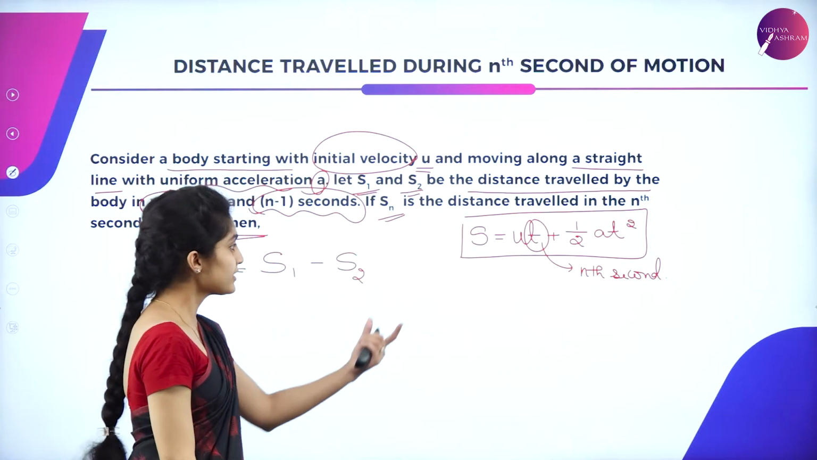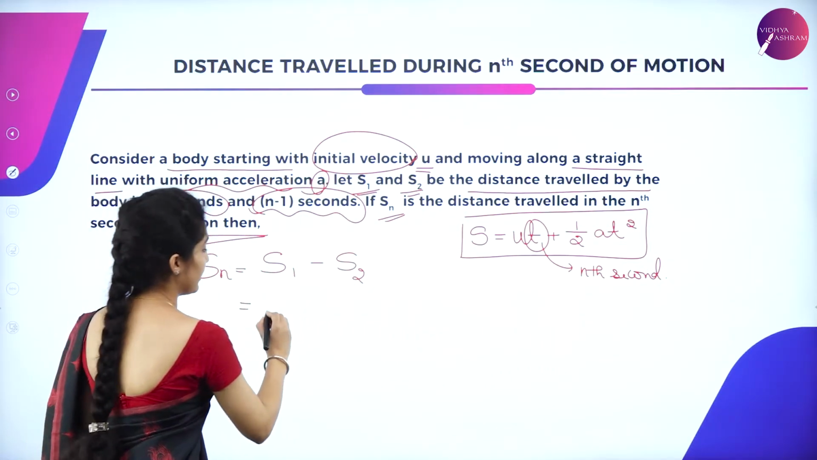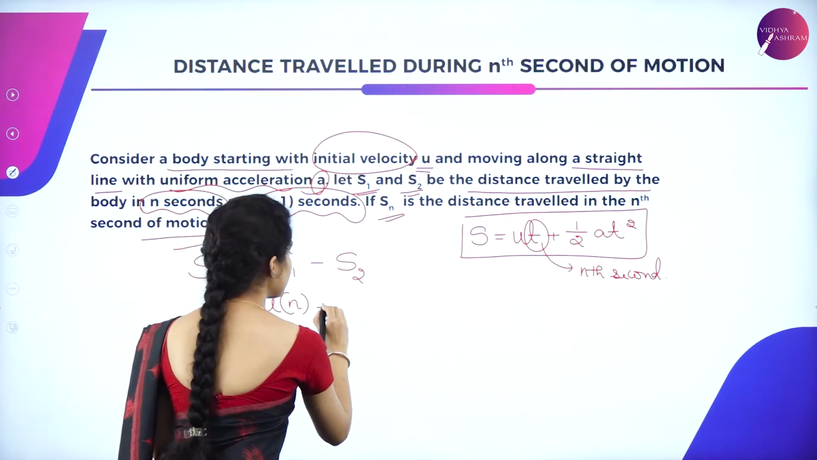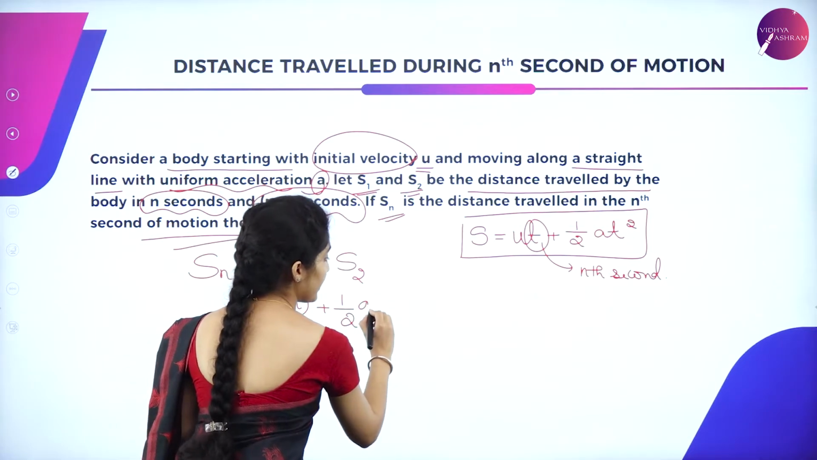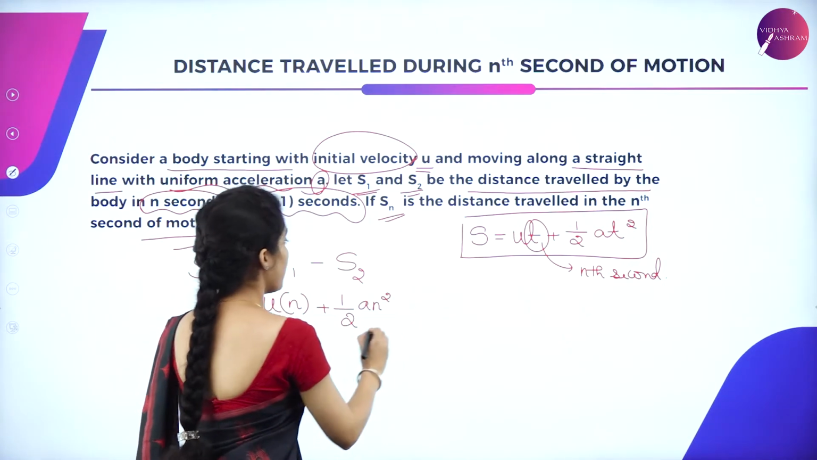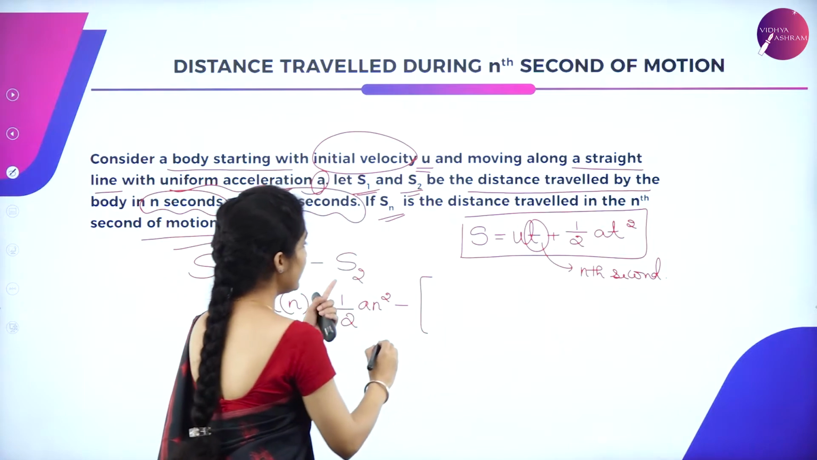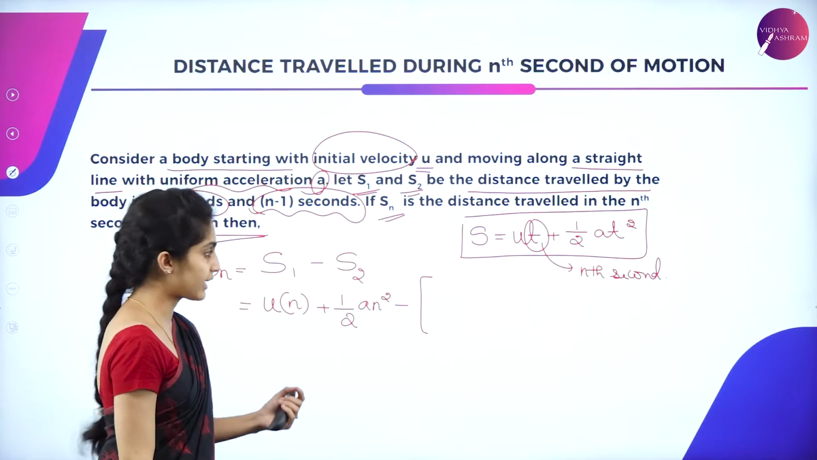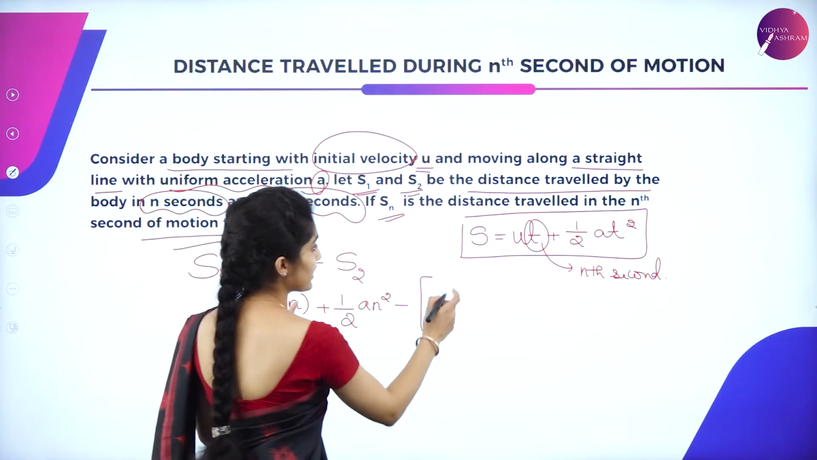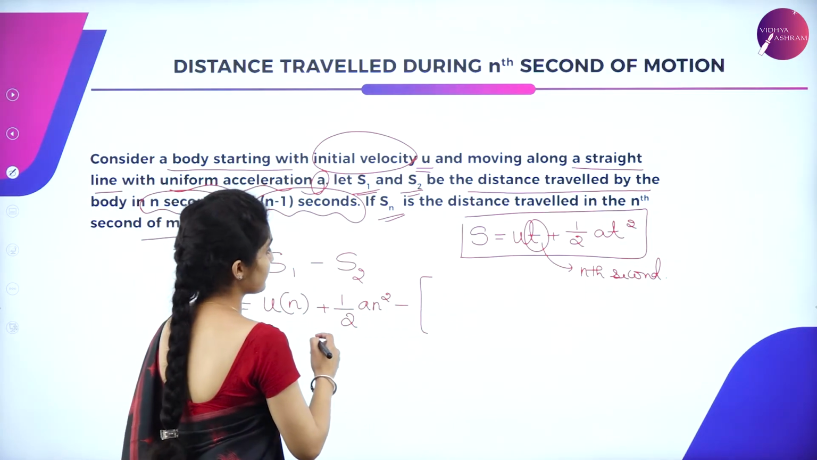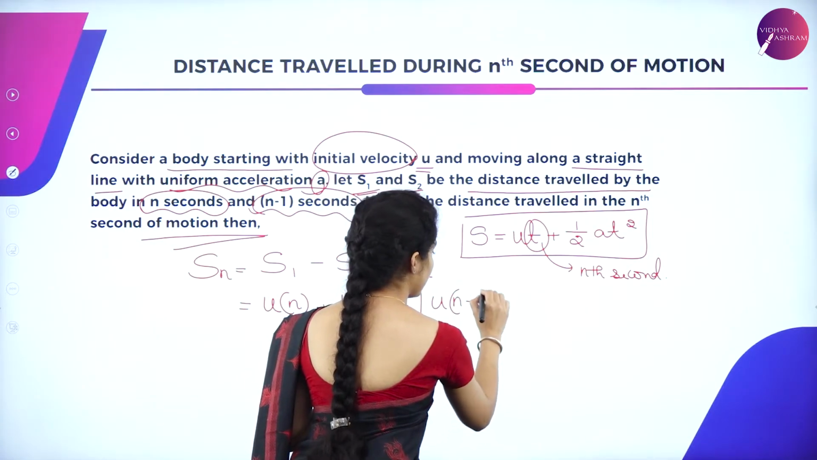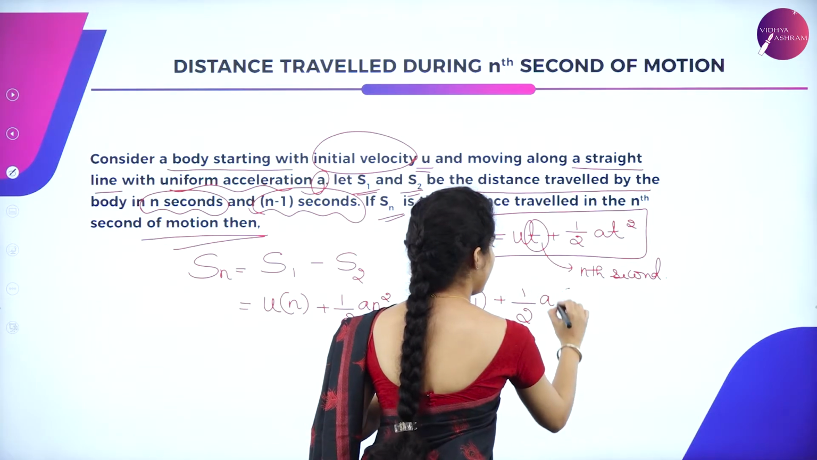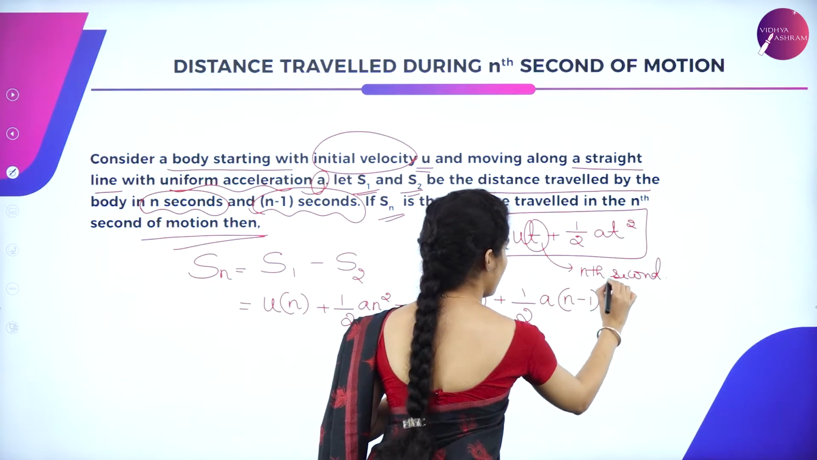That is the nth second. So what are we supposed to do here? In place of t, you're supposed to represent n, so it is un plus half a n square, minus S2, which is the distance moved in n minus 1 seconds. So my n minus 1 seconds can be replaced as u into n minus 1 plus half a into n minus 1 the whole square.